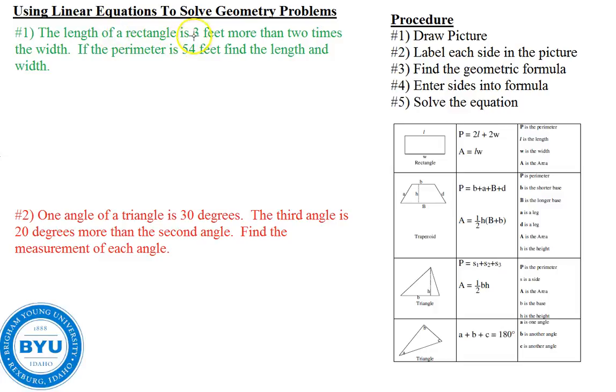The length of a rectangle is 3 feet more than 2 times the width. If the perimeter is 54 feet, find the length and width. So let's follow our procedures. Step number 1 is to draw a picture. So I need a rectangle.